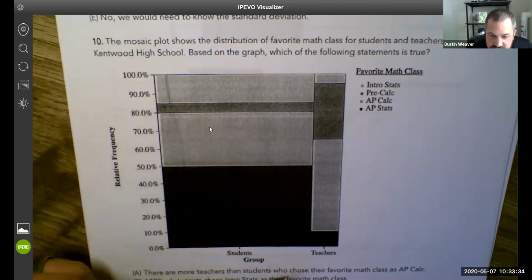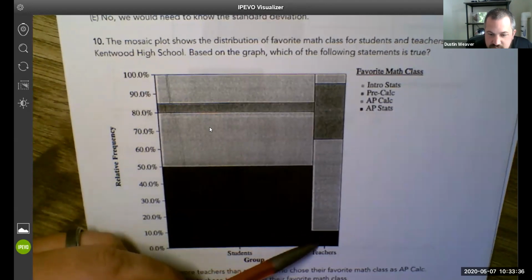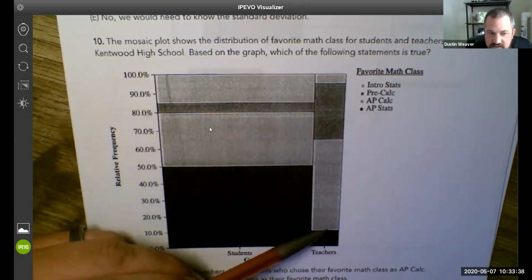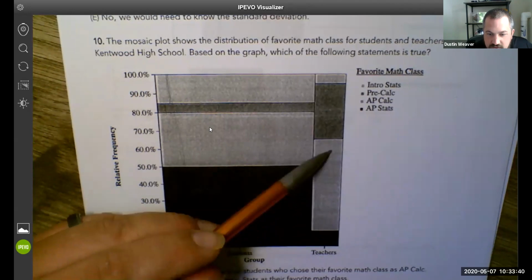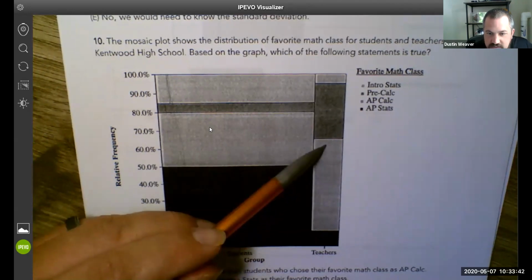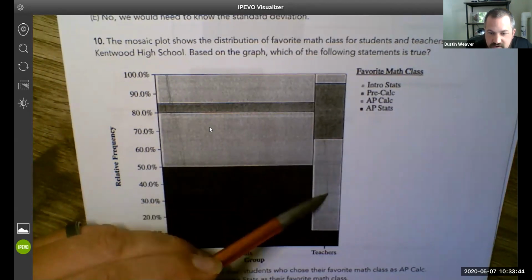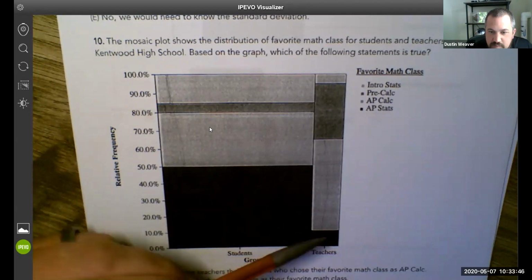Okay, for teachers, about 10% of them, their favorite class was AP Stats. From 10 all the way to over 60. So a little over 50% of them, their favorite class was AP Calc.